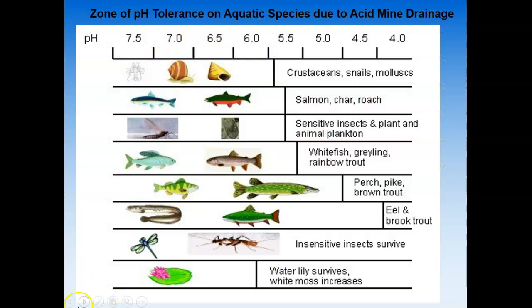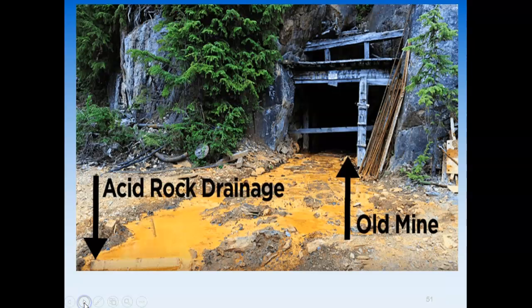This is just showing you the zones of tolerance of organisms with regard to acid mine drainage. And in a nutshell, just know that most organisms need to exist close to 7, which is neutral. So anything that's more acidic than that starts to affect their ability to survive.